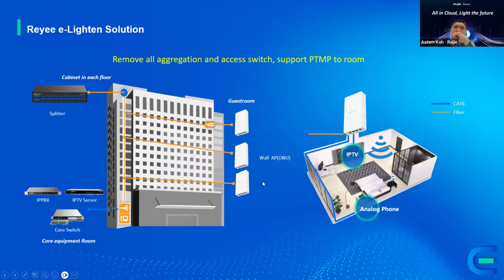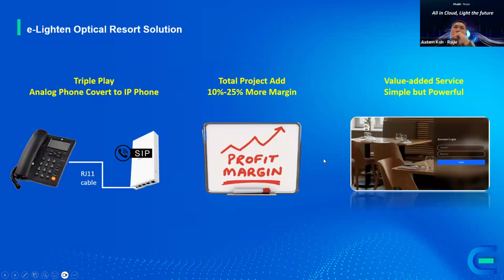But we are going to compare it with the point to multi-point solution for rooms, which we can offer to your customer. With the triple play services, especially if the customer is using an analog phone right now, how easily can we convert to an IP phone? You can support RJ11 for the ATA SIP client here, and it can link up with your PABX system.